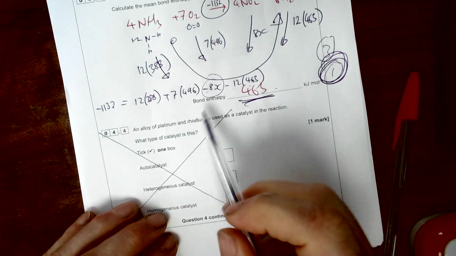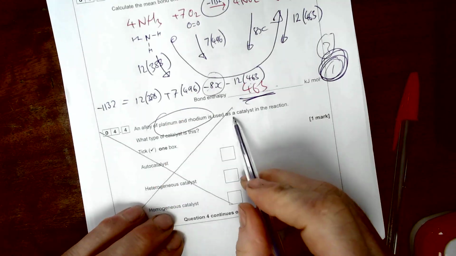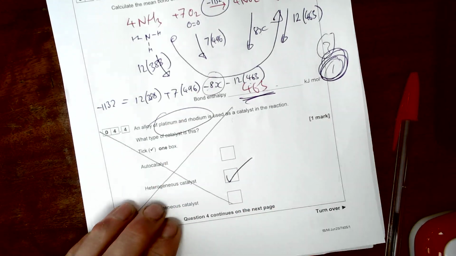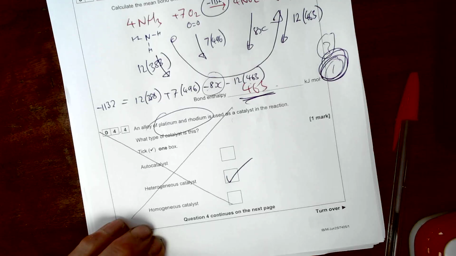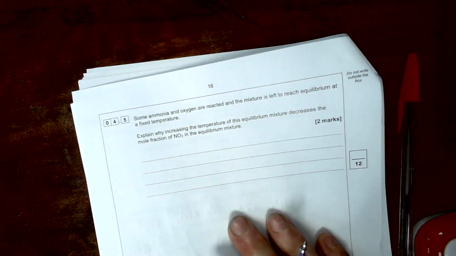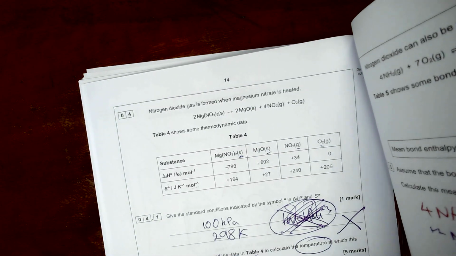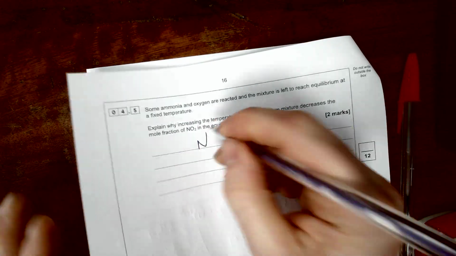We may as well look at this question now. It's a catalyst question. An alloy of platinum and rhodium, so a solid, is used as a catalyst. That's going to be a heterogeneous catalyst. Alright, so anyway. Next question, 4.5. Some ammonia and oxygen are reacted and the mixture is left to reach equilibrium at a fixed temperature. I need to just write this.